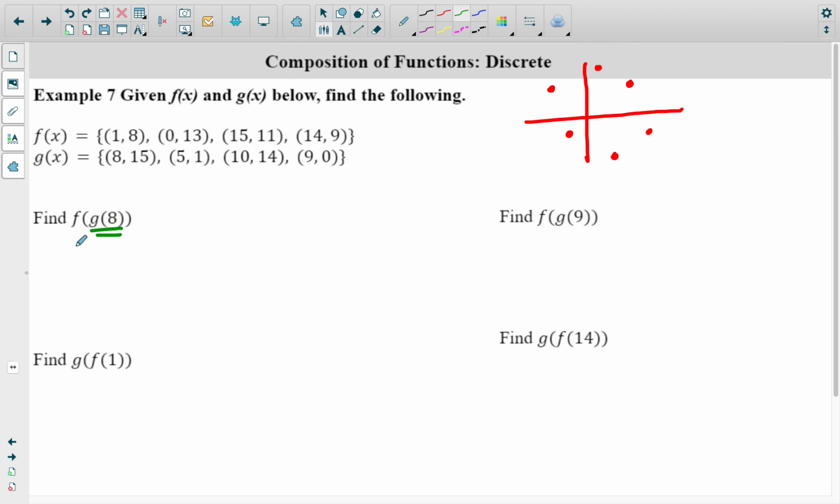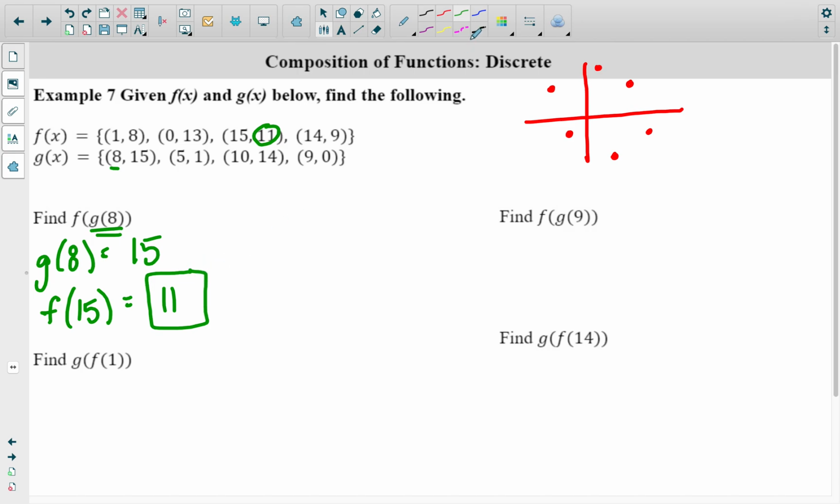So start inside. G of 8. What is g of 8? When you plug in 8 to the g function, you get 15, right? Now let's see, when we plug in 15 to our f function, what do we get for y? We get 11. All right, so 11 is what you want for your answer.